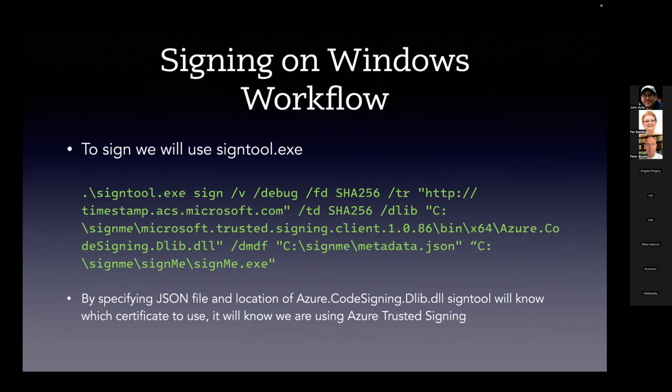And then you have to provide the path to that JSON file that you signed, and of course the path to the exe file that you're signing. So by specifying the JSON file and Azure Code Signing Dlib, it knows that you're using Azure Trusted Signing, and it will know where to go.